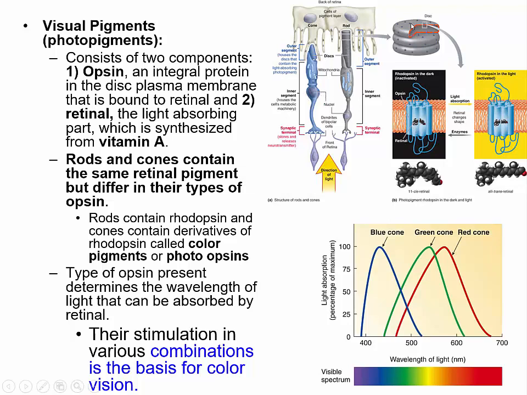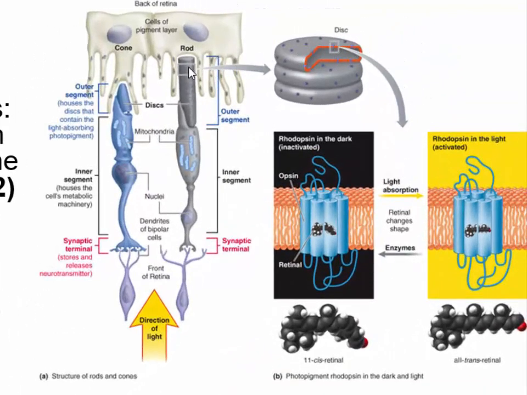Looking at this image here, this is one of the discs, let's say from a rod or a cone, and in this disc you're going to find these opsin proteins. These are integral membrane proteins, which means they go all the way through this phospholipid bilayer that you can find here in the disc. Within each of these opsins, you're going to find a retinal pigment. This is a light-absorbing part, and it's synthesized actually from vitamin A. So vitamin A is important for vision because vitamin A is used to synthesize retinal. This is what's going to change shape in response to various wavelengths of light that can come through the opsin.